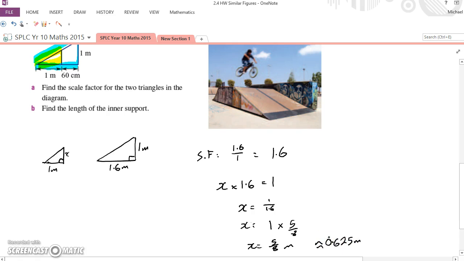Get stuck into them. You should be able to race through this exercise and the next couple. They're all pretty short and pretty straightforward. Good luck.